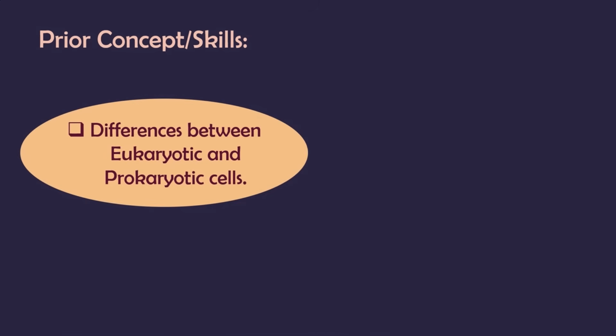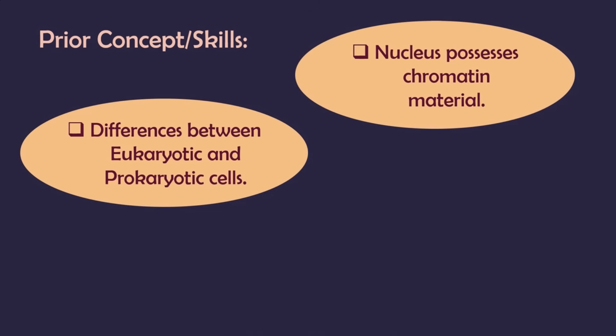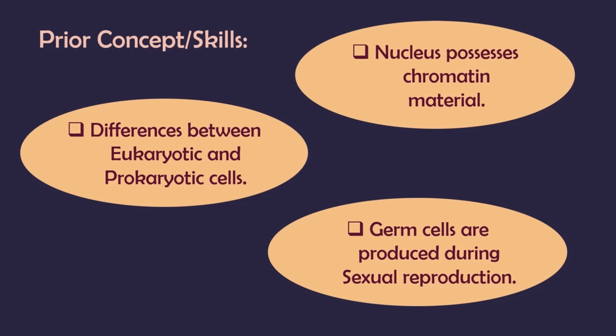Before starting the subtopic, we should know what prior concepts or skills the student has acquired by this time. Those are the differences between eukaryotic and prokaryotic cells. The nucleus possesses chromatin material, DNA, and chromosomes. Germ cells or gametes are produced during sexual reproduction.